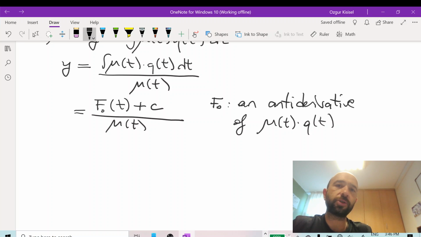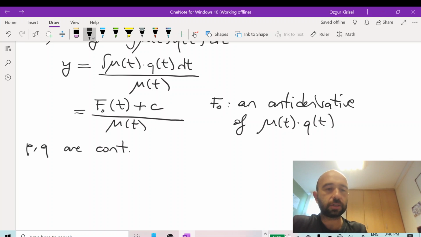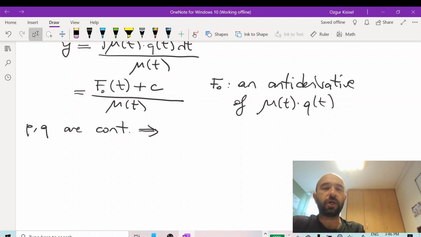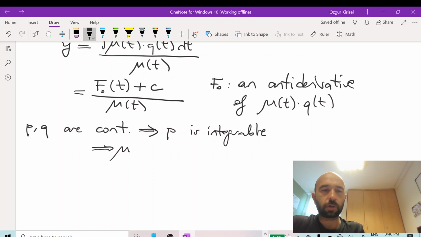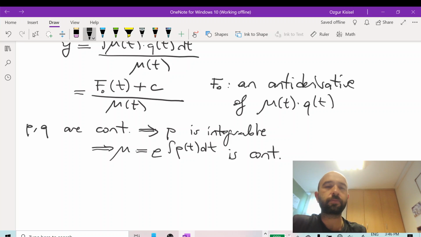Now, let's use our assumptions and analyze these steps a little bit closely. So now p and q are continuous, right? So we know from calculus that continuous functions are integrable. So p is integrable. So this e to the integral p(t) dt makes sense. And furthermore, the integral is continuous and the exponential is continuous. This is continuous.